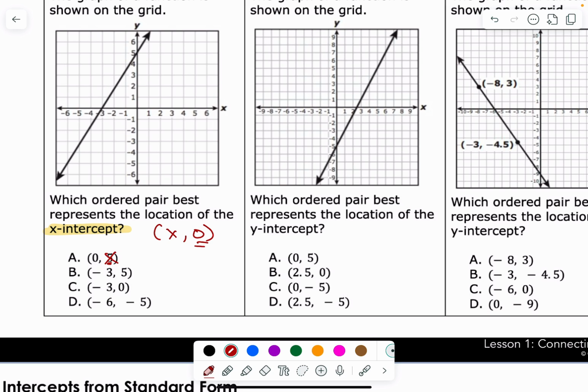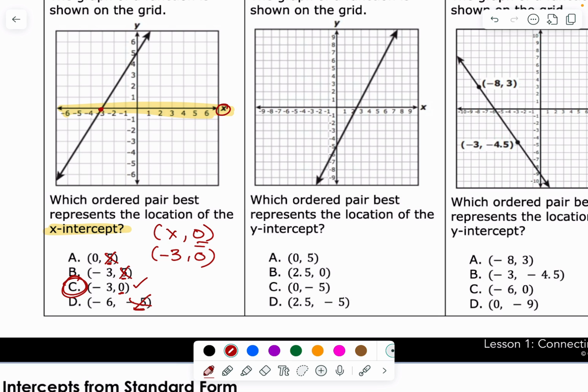Right here, we have a 5. That's not good. Right here, we have a 5. That's not good. Right here, we have a 0. That's good. Right here, we have a -5. That's not good. Now, even if I didn't know that, I could have looked here on the x-axis, and I touched -3. So it should have been -3, 0. So my only answer would be C.